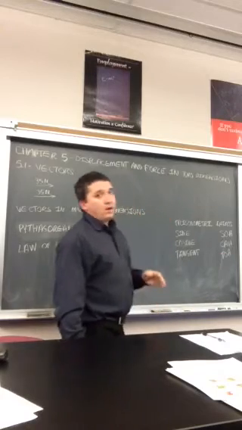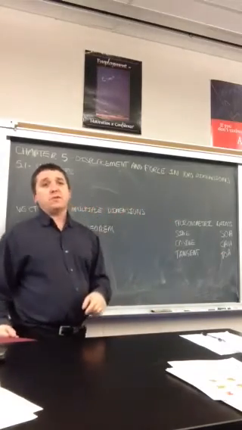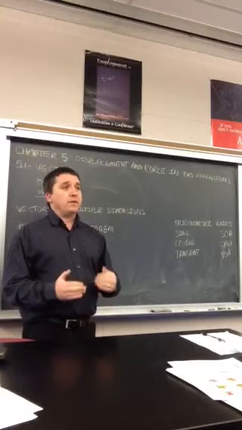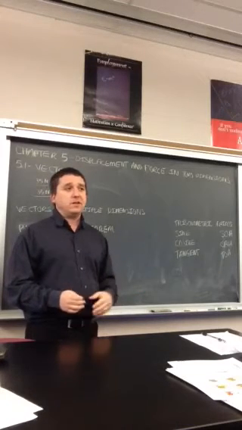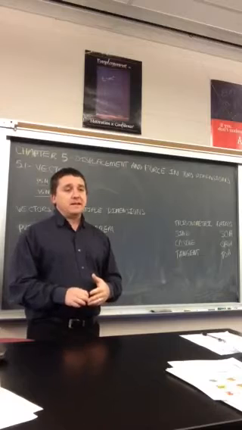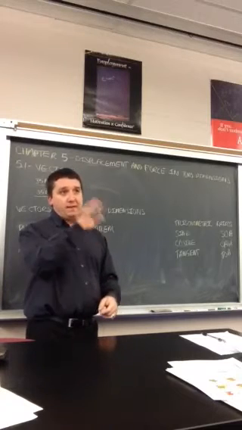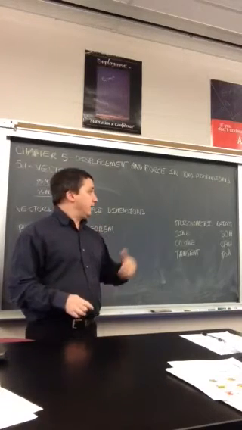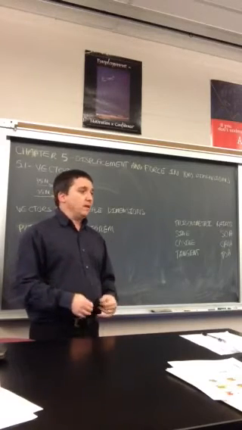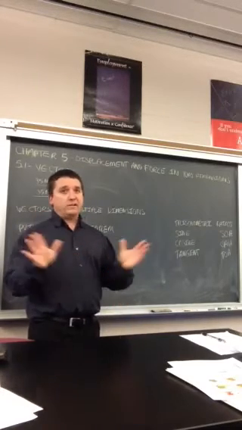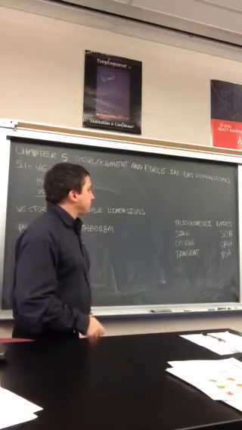On the vectors worksheet that's posted in Google Classroom, one of the questions asks you to write out the definitions for sine, cosine, and tangent. All you really need to say is, you can just write, sine is opposite over hypotenuse, cosine is adjacent over hypotenuse, and tangent is opposite over adjacent. You don't need to write out a long definition or anything like that.